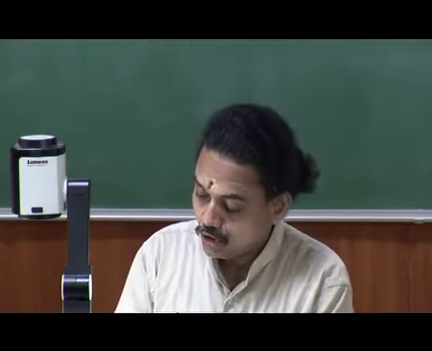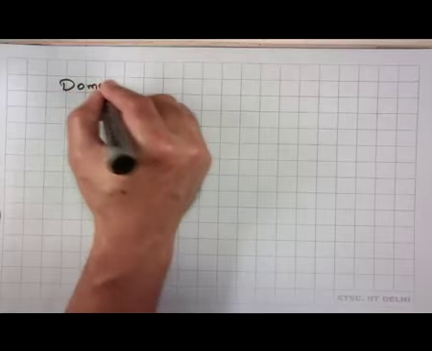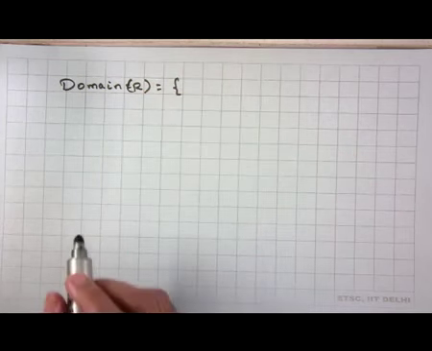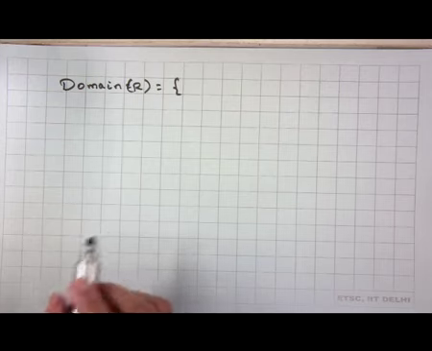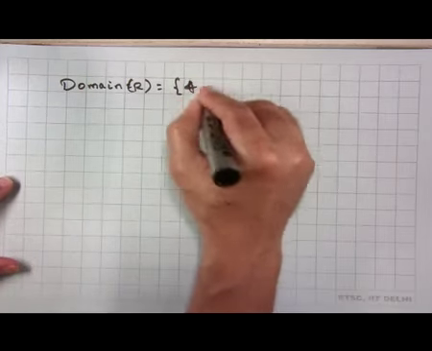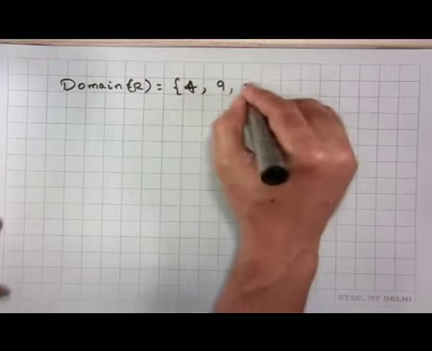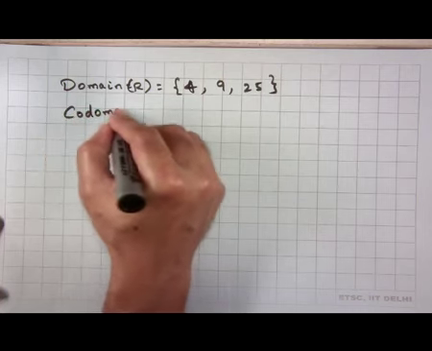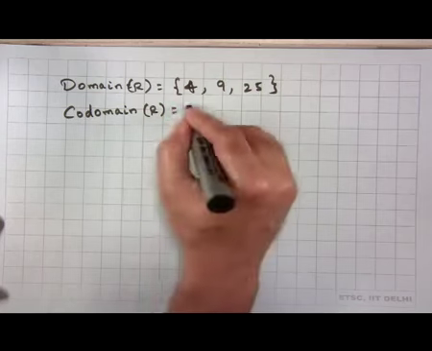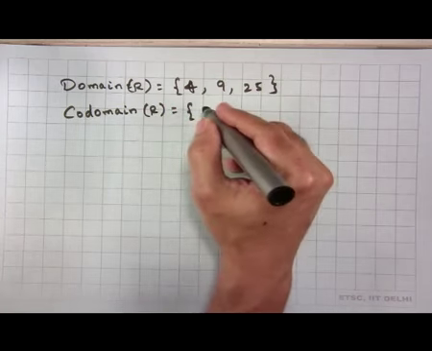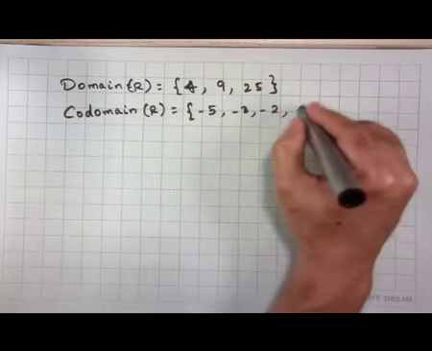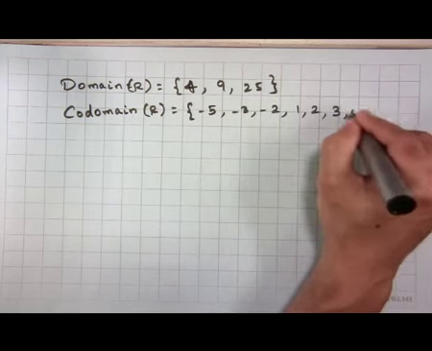Now, let us try to write down the domain, codomain and the range. Domain, look at domain of R, look at all the first elements of the ordered pairs that appear in R. The first elements are going to be 4, 9 and 25, while codomain of R is going to be, it is the whole of B which is minus 5, minus 3, minus 2, 1, 2, 3 and 5.